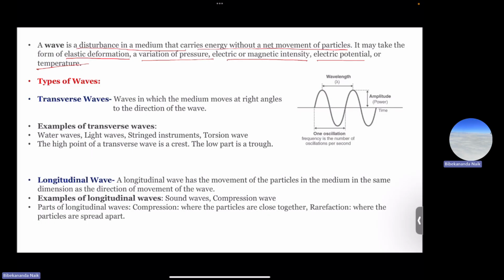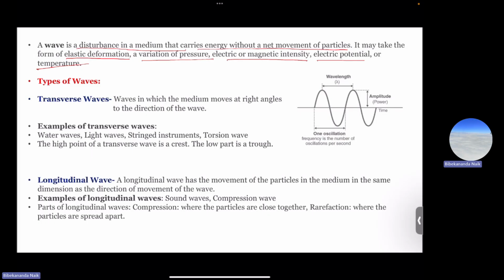So deformation is also a wave. Then variation of pressure. Then electric and magnetic field, which is called an electromagnetic wave. So when an electromagnetic wave propagates in a medium, there is variation of electric and magnetic field. Then electric potential also varies, and temperature.